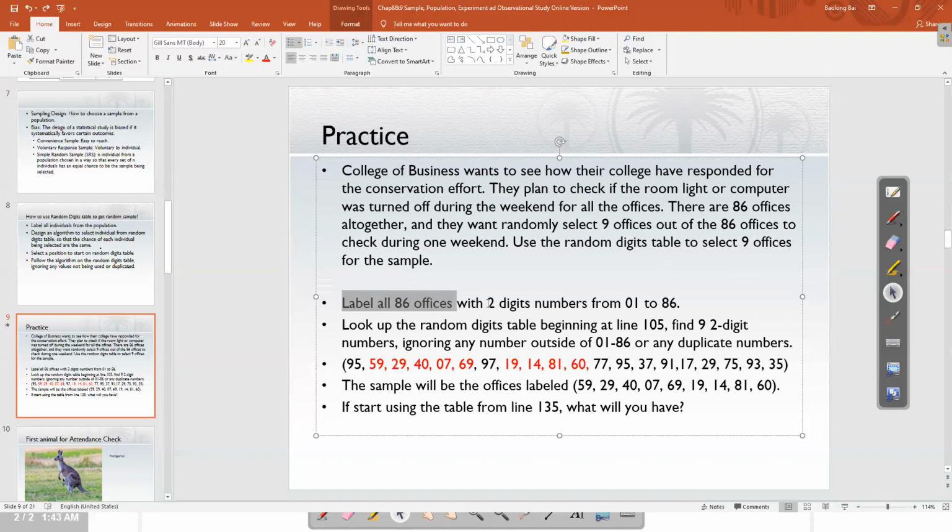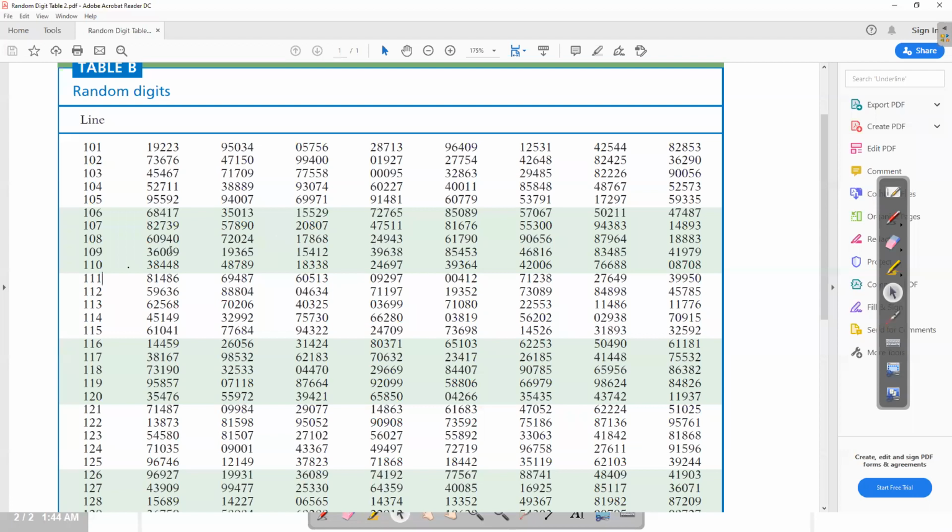Right? So the first step is to label. Label the population. You have 86 offices in the population, and since it's 86, the reasonable labeling is from 01 to 86. Make sure you have 01, not just 1, right? And then we're going to look up the random digit table, starting from line 105. So if you have the random digit table here, we're going to look at line 105.